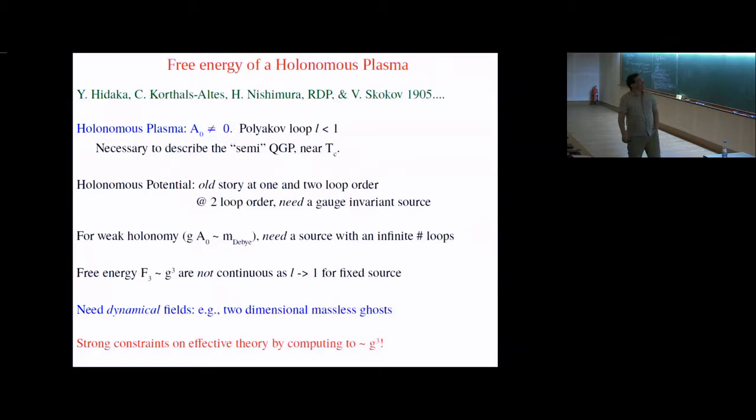Okay, so what I'd like to tell you about today is work I've done with my collaborators Yoshimasa Hidaka, Chris Cortez-Altez, Hiromichi Nishimura, and Vladimir Skokov. And at the outset, it's an example. They actually want to compute something to 3-loop order, and I thought they were nuts. What I'm going to tell you about today is computing a more limited calculation to order g cubed. And it's an example of what we're doing.